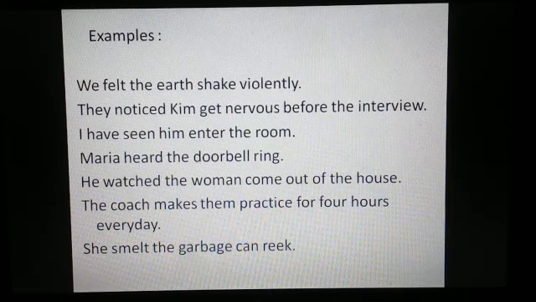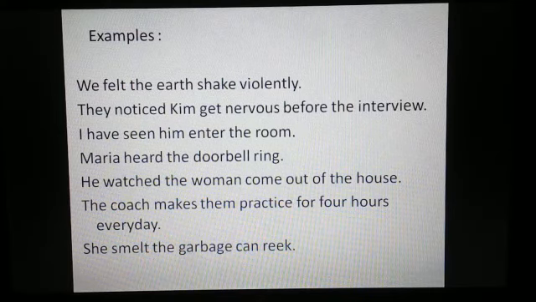They noticed Kim get nervous before the interview. They is the subject. Noticed is the second form of the verb. Kim is the object. Get is the base form of the verb or the bare infinitive. And nervous before the interview is the extra part.